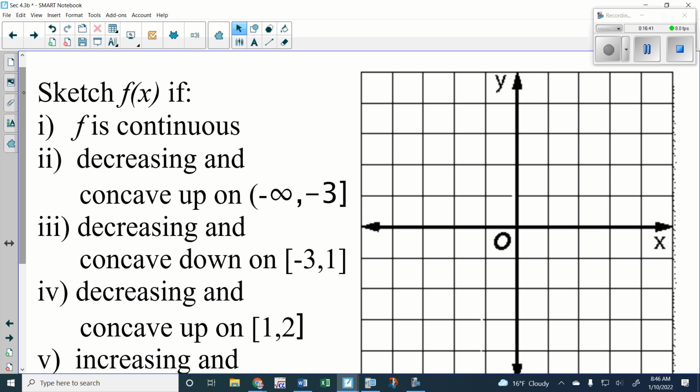It's decreasing and concave up on negative infinity to negative 3. It's decreasing and concave down on negative 3 to 1. It's decreasing and concave up on 1 to 2. It's increasing and concave up on 2 to infinity. Sketch a graph. Go. And then we'll pick somebody to come and put their answer up here and see how they did.